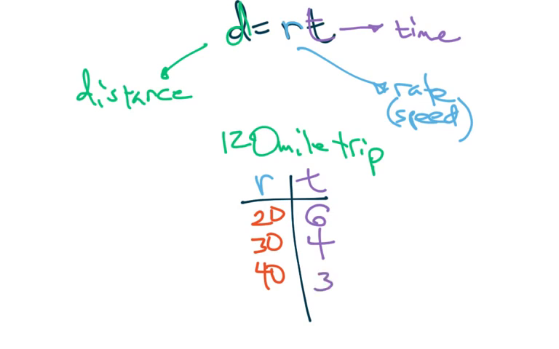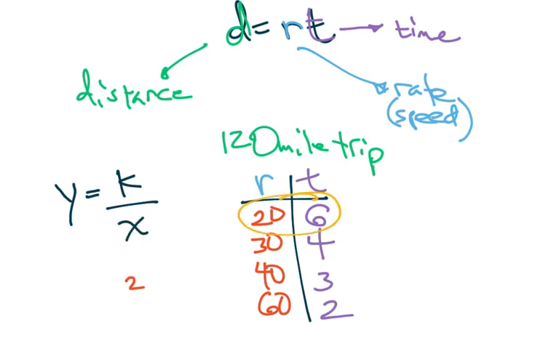What about if I went really fast? I went 60 miles per hour for the length of that 120-mile trip. Well, we know it would be 2 hours, right? Well, that's inverse variation. As my input increases, my output is decreasing. Now, let's plug something in here. I just want to look at something.